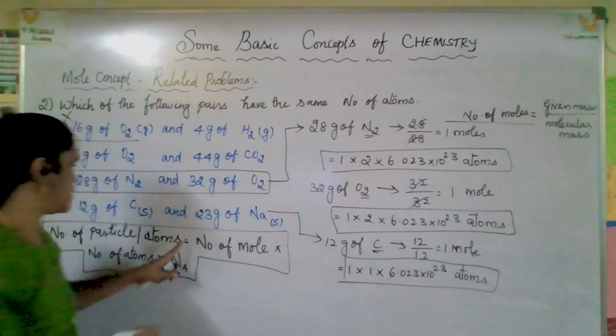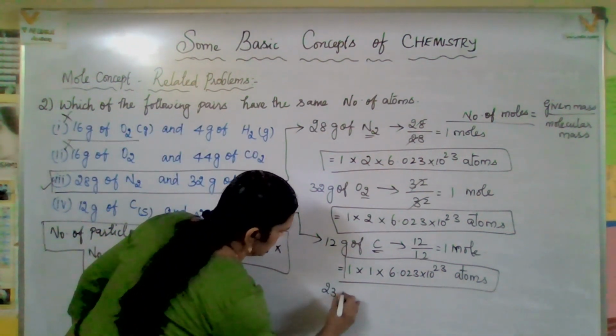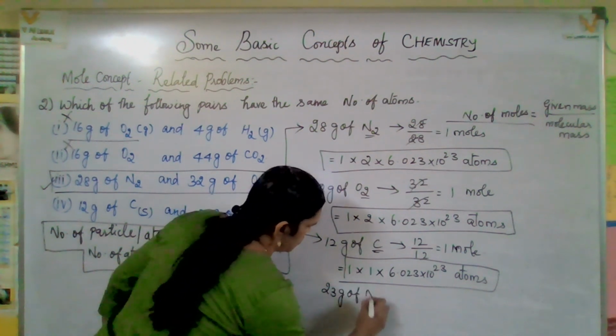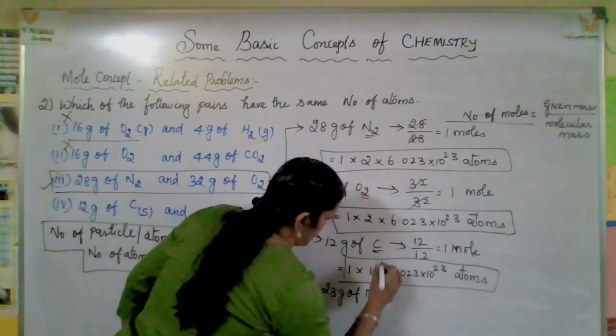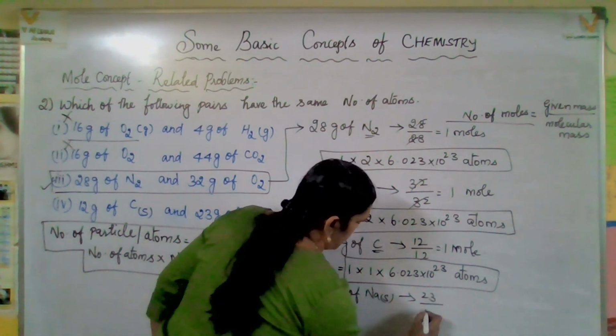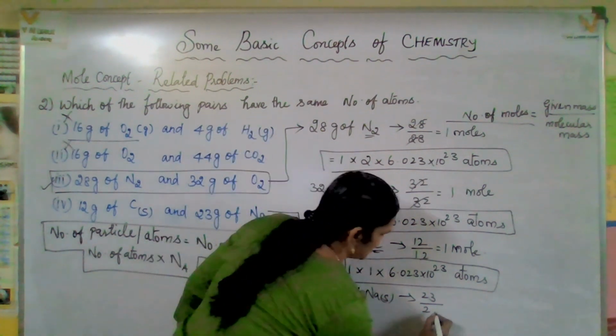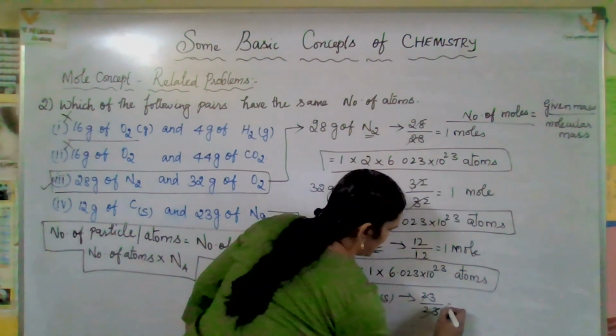And the second one, what is it? 23 gram of sodium. That is also a solid they mentioned. So here given mass is 23 gram and the atomic mass of sodium is also 23. So you will get 1 mole.